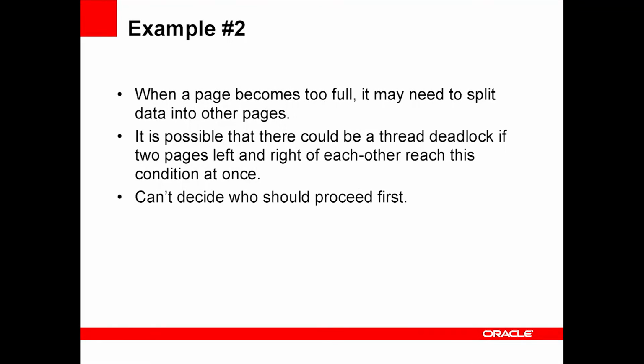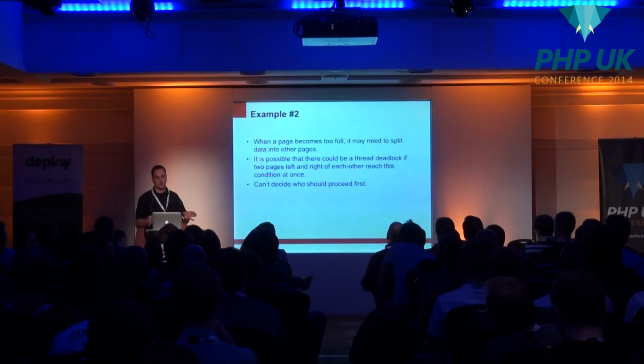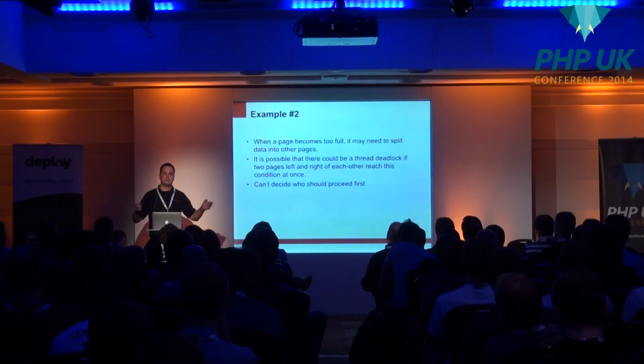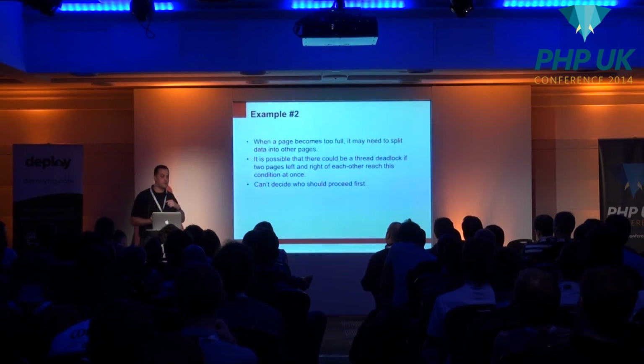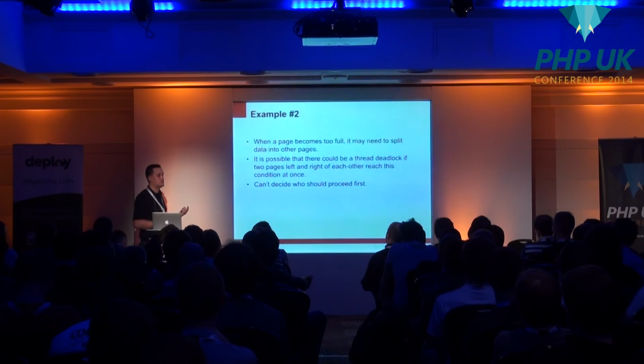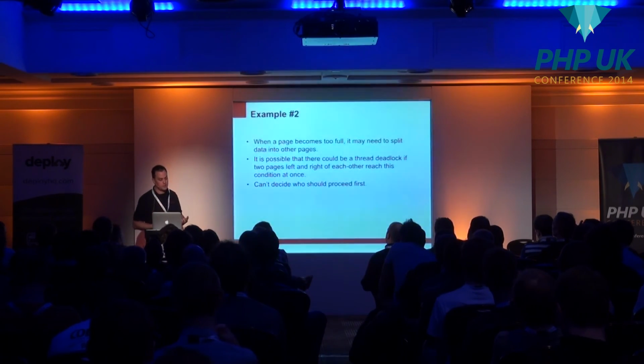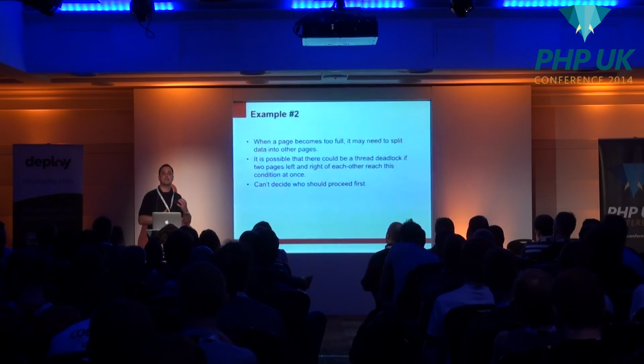Example 2 might be in an index tree, where we have pages of 16 kilobytes each by default. One might become too full, and it might have to split into 2 separate pages. Well, in a concurrent system, 2 pages next to each other might have to split, and they might have some problem about who goes first. So in multi-threaded programs, not just databases, you can actually have thread deadlocks as well. So you might have to create some internal locking to be able to serialize that order and make sure that the right one goes first.